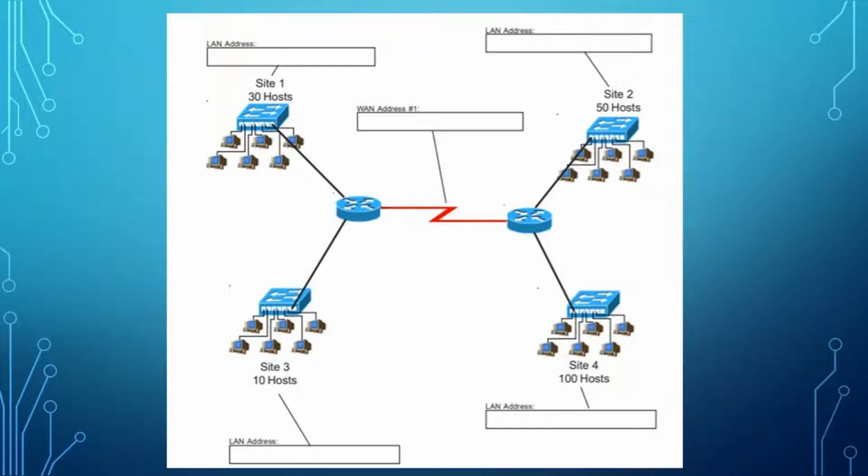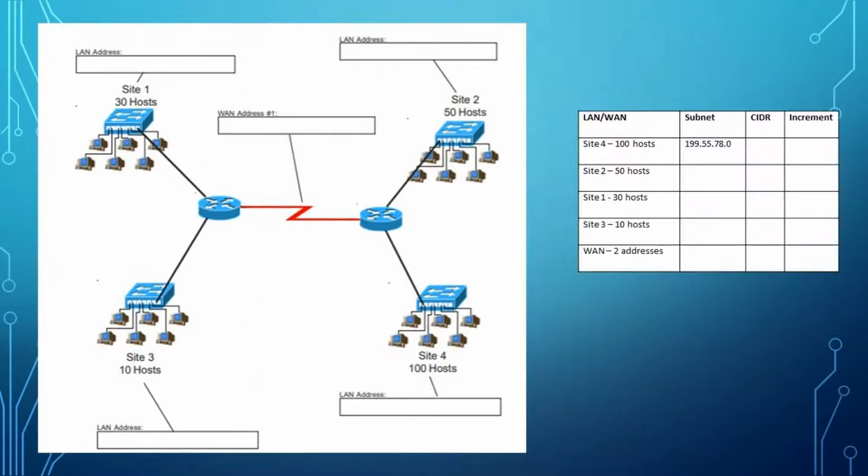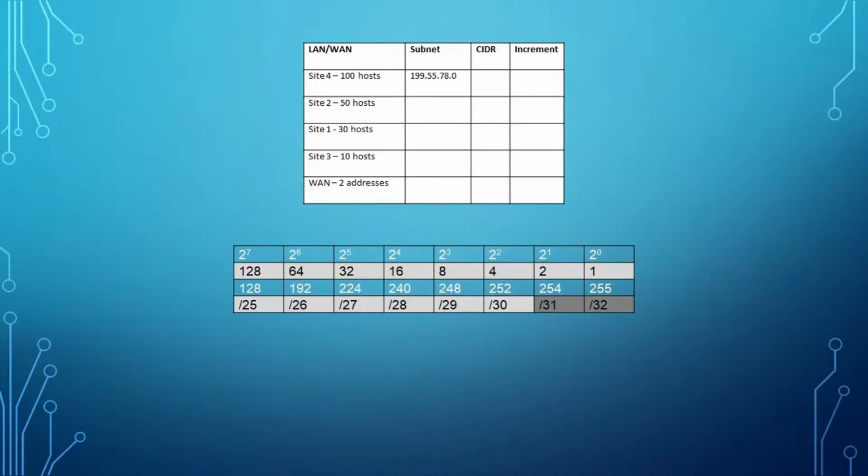Notice that Site 1 has 30 hosts, Site 2 has 50 hosts, Site 3 has 10 hosts, and Site 4 has 100 hosts. The first thing we want to do is set up our problem. So from the VLSM worksheet, I've copied over the first portion that will list the LANs or WANs that we need, and I filled in the number of hosts for each one of the sites. And from the problem, the first subnet is listed there too, so I've also filled that in.